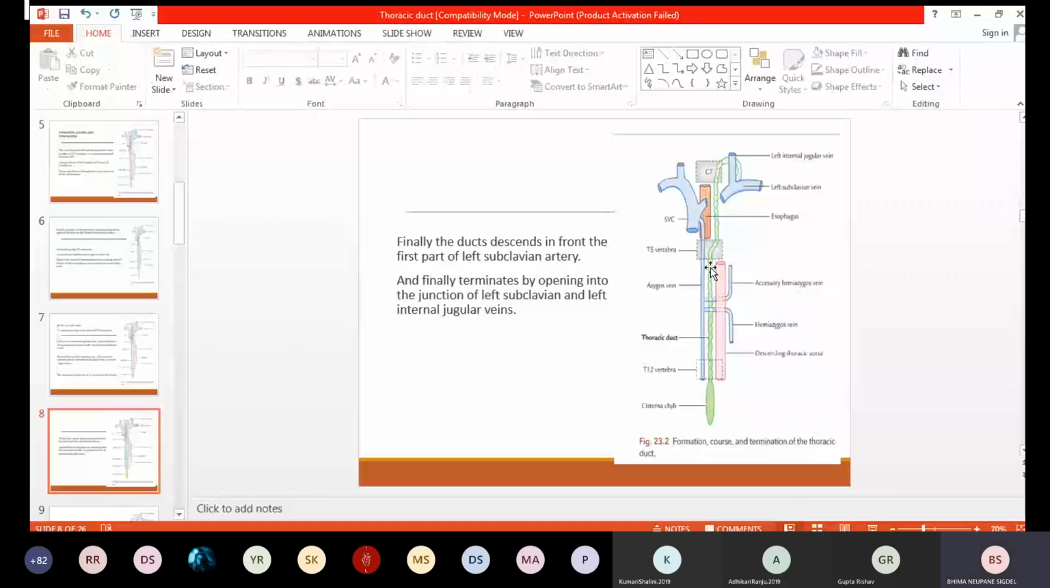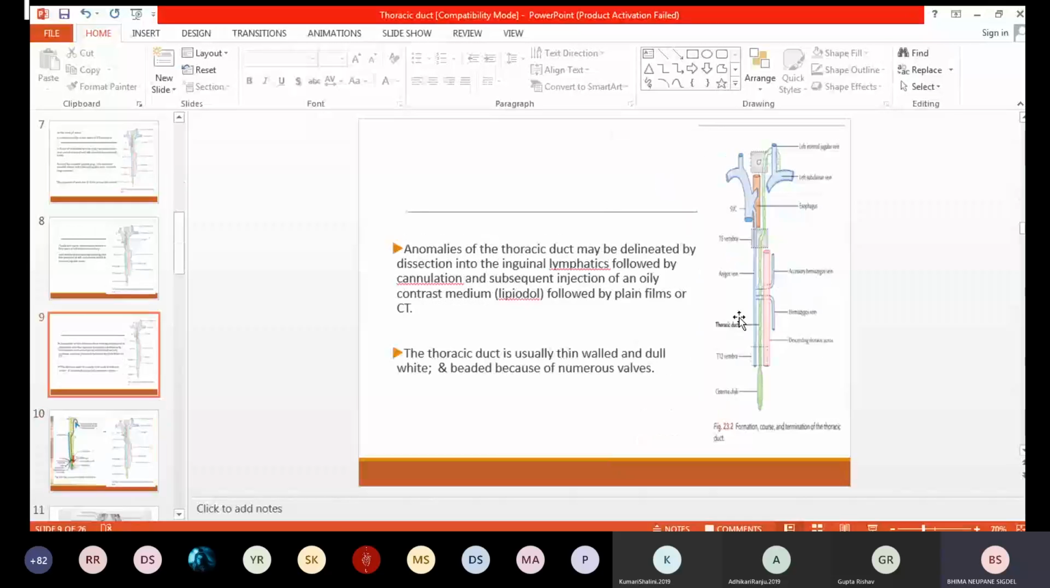So that is the origin, course, and termination, or the end point, of the thoracic duct. Okay, starting from the 12th thoracic vertebra and terminating at the junction of the left internal jugular vein and the left subclavian vein. That is the origin, course, and termination. So this is about the course only. Now what are the anomalies, and how can you identify that there are some anomalies of the thoracic duct?